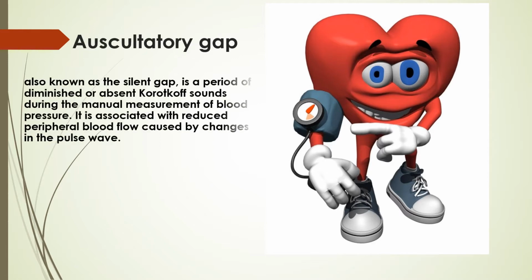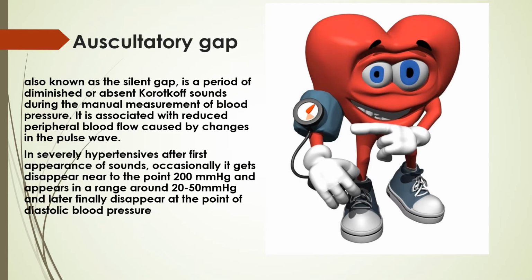Auscultatory gap. It is also known as a silent gap. It is a period of diminished or absent Korotkoff sounds during the manual measurement of blood pressure. It is associated with reduced peripheral blood flow caused by changes in the pulse wave. In severely hypertensive patients, after the first appearance of sound, occasionally it disappears near the point of 200 mm of mercury and appears again in a range around 20 to 50 mm of mercury lower, and later finally disappears at the point of diastolic blood pressure. Now let's take an example.